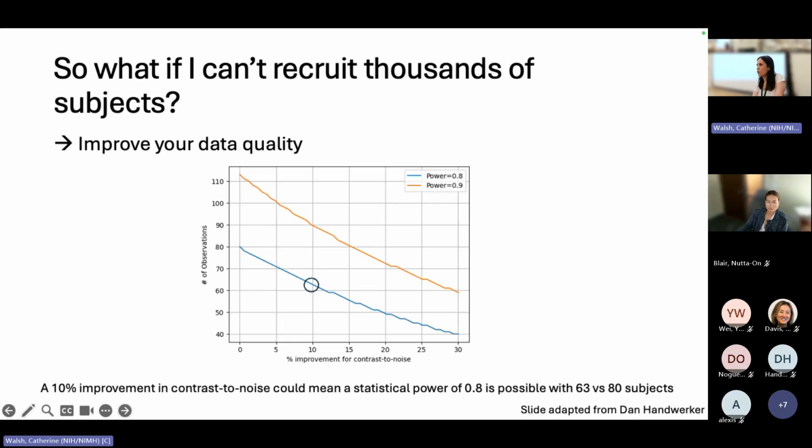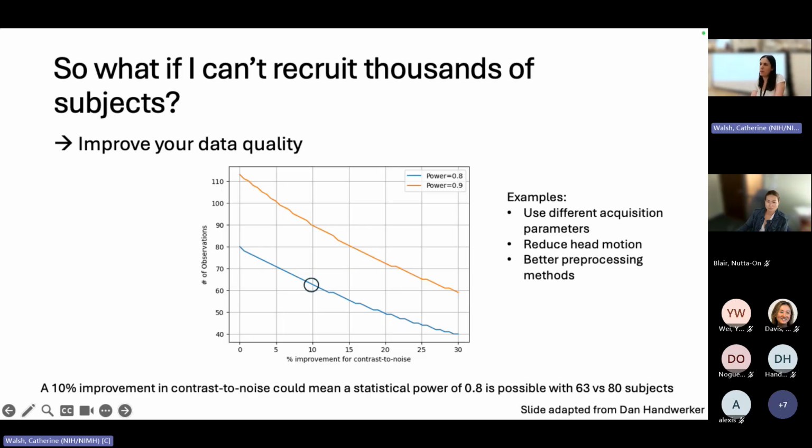I'm not going to go too in depth into practical ways to improve your data quality because we've talked about this. Others will talk about this a lot more in other lectures in the series. But just as an overview, you might think about using different acquisition parameters, things like multi-echo acquisitions. You might think about trying to reduce head motion, which, if that is correlated with your behavioral measure, can throw big confounds into your data, or trying different preprocessing methods, which might help remove noise from your data.